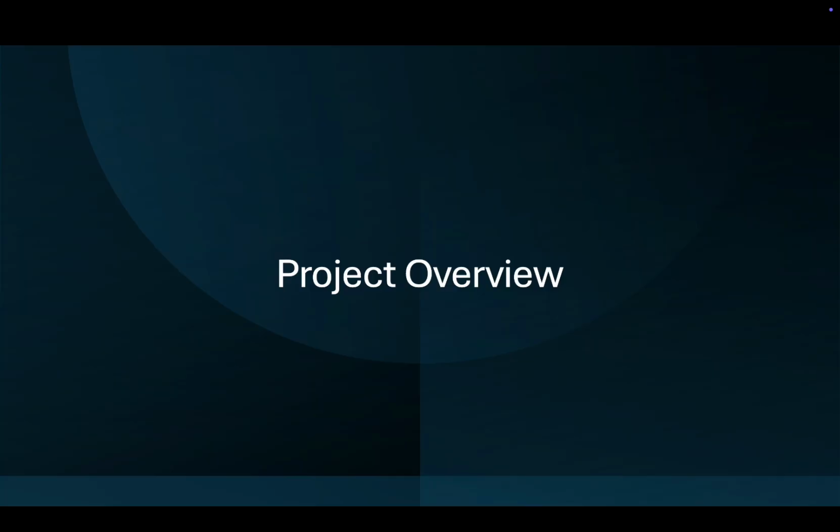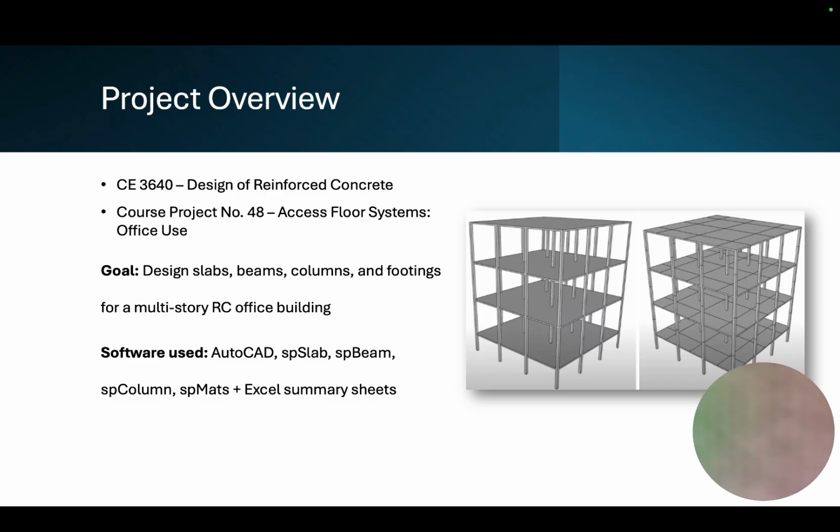So this first bit is just the overall context for the project. The goal with this project was to design the reinforced concrete floor system for a multi-story office building that includes slabs, beams, columns, and footings that can safely carry the office loads given the project description. For tools, I used AutoCAD to draw the framing and the details, and then Structure Point programs, SP Slab, SP Beam, SP Column, and SP Mats for the analysis and design, and then also the Excel summary sheets for pulling together all the important numbers.